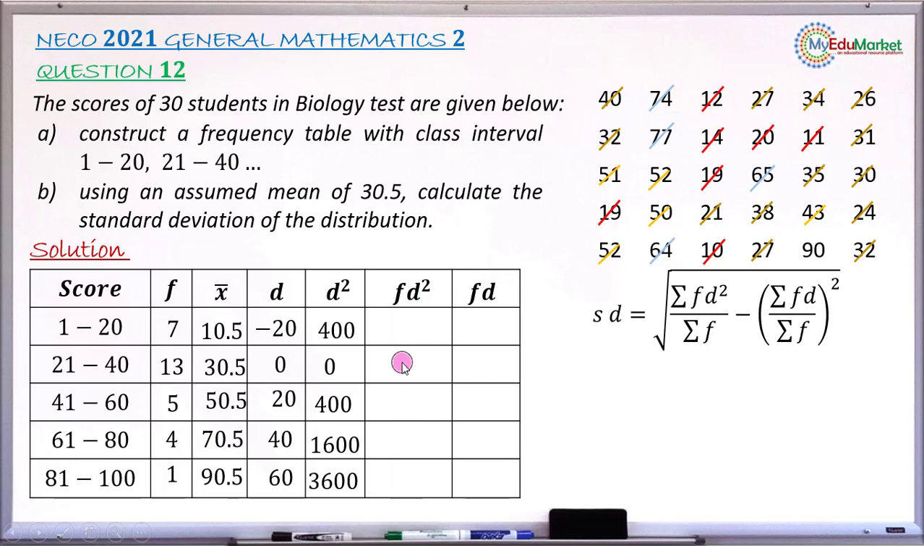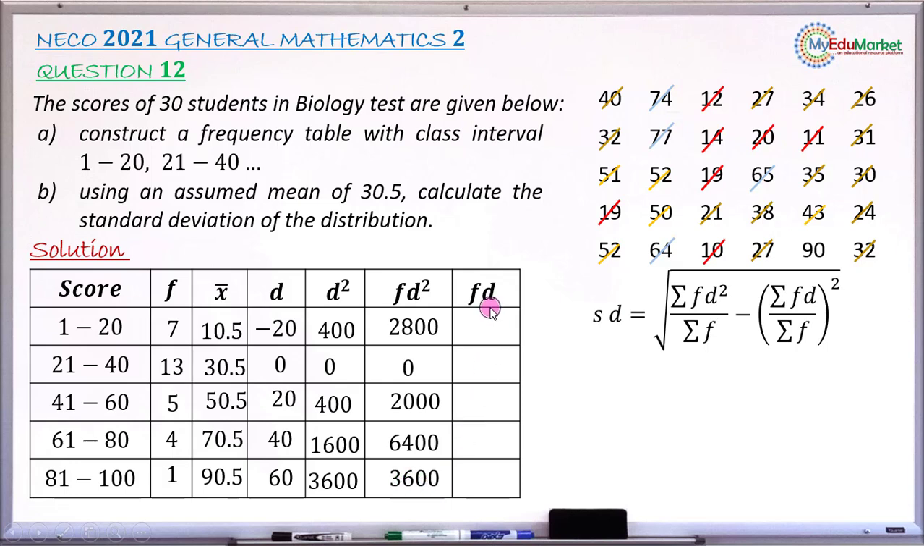So I'll now get to the column FD square. I'm going to take each and every F, multiply by its corresponding D square. So I have 7 times 400, that gives 2800. 13 times 0, that gives the answer 0. 5 times 400, that gives the answer 2000. 4 times 1600, that gives the answer 6400. And 1 times 3600, that gives the answer 3600.